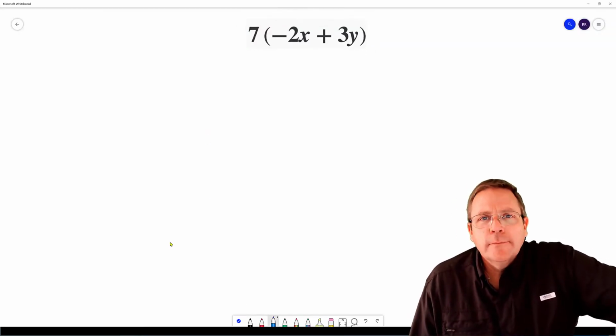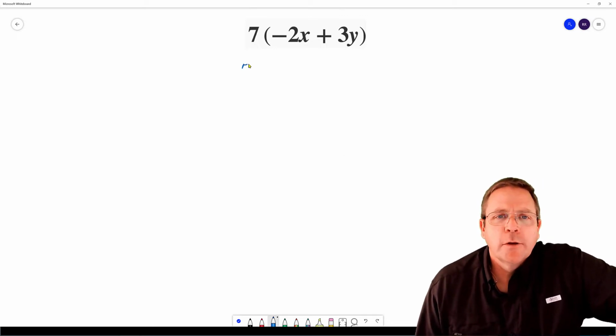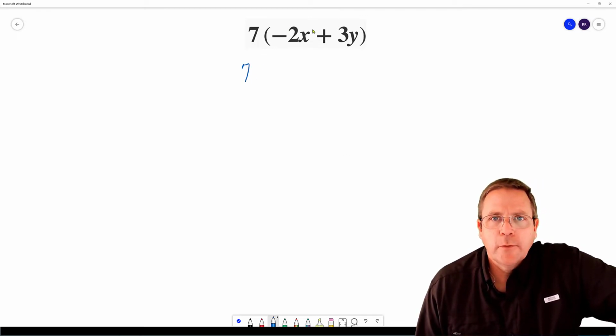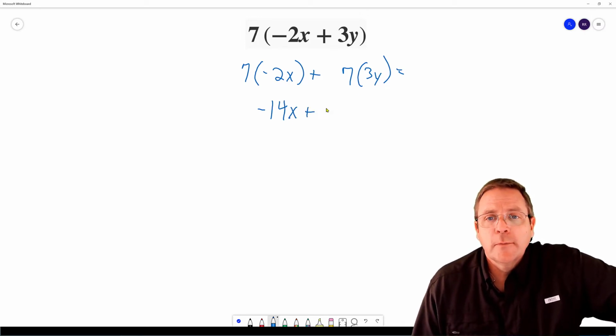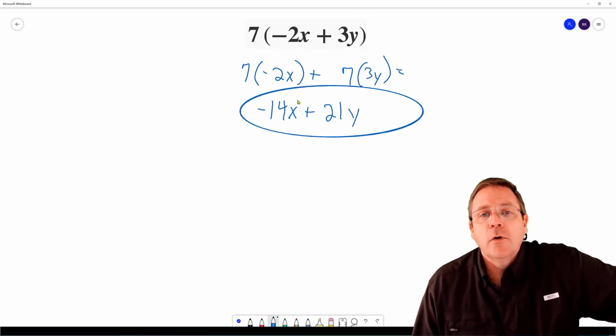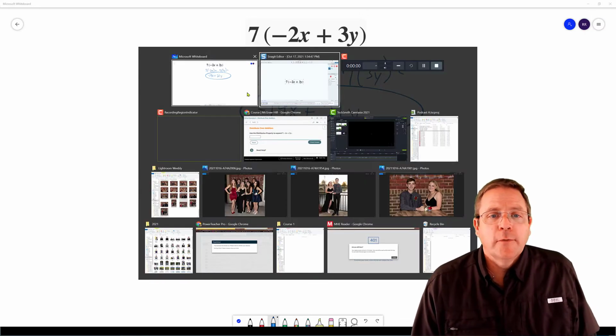Did you get it right? This is how I do it. I use my distributive property. Of course, write the original problem first, then use your distributive property, negative 7 times the negative 2x plus 7 times 3y. From there, 7 times negative 2, that is going to become negative 14x plus 7 times 3, that's going to be 21y, and that is all there is to doing this problem. That's going to be your final answer.